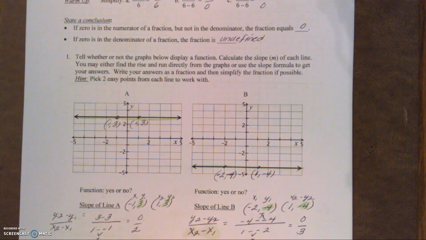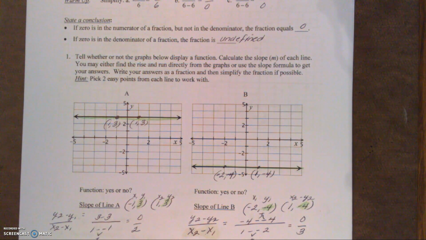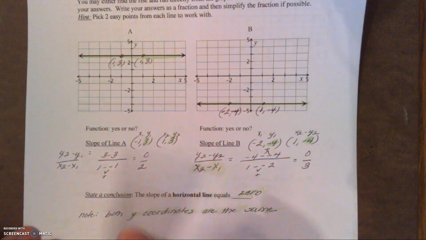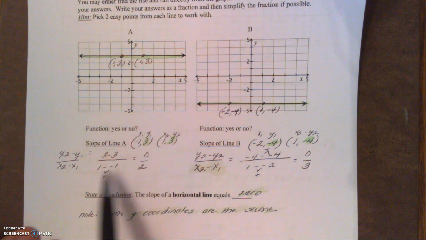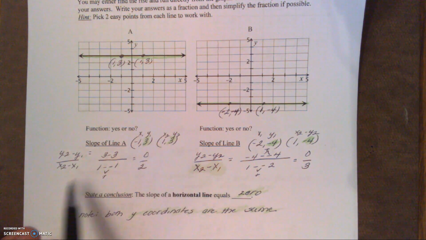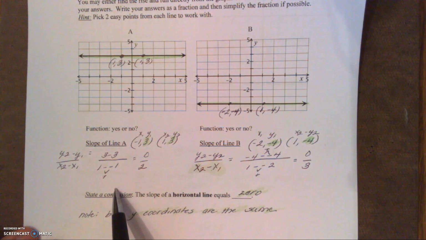Now, here, we have to tell whether or not the graphs below display a function. Calculate the slope of each line, and you may either find the rise and run directly from the graphs or use the slope formula to get your answers. As you can see, I picked two numbers, and I did the x and the y, the x1, y1, x2, y2, did the formula, and we got 0 over 2. This means it has a 0 slope, and it is a function, okay?